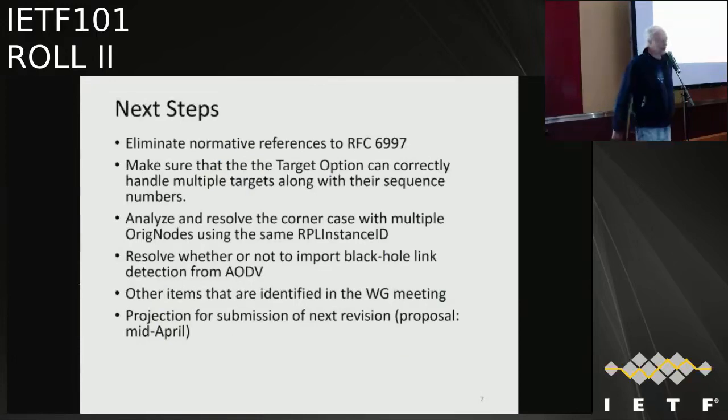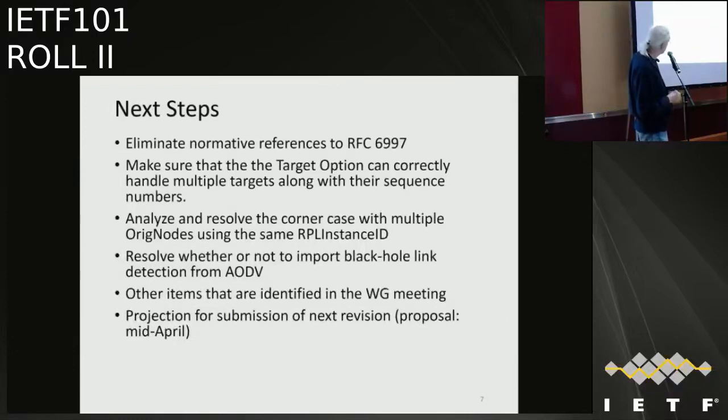So next steps, in my opinion, we cannot cite RFC 6997 in any normative fashion in this document, because that's an experimental document. So any things that we import from RFC 6997, we basically just have to copy and paste the text. That's pretty straightforward to do, and that'll be part of the new submission in a week or two.